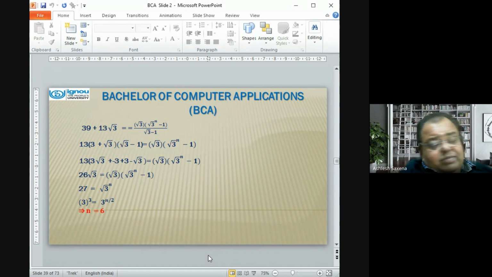Remove root 3 from both the sides. Now you are left with 26 is equal to root 3 to the power n minus 1. Bring that minus 1 to the left hand side. That will become 27 is equal to root 3 power n. Split 27 in terms of 3. That means 3 raised to the power 3 is 27, is equal to 3 raised to the power n by 2. Bases are same, powers will be same. So that means 3 is equal to n by 2, and n is equal to 6.